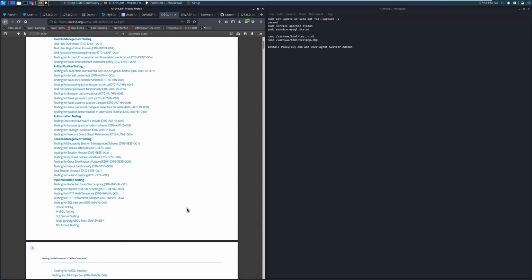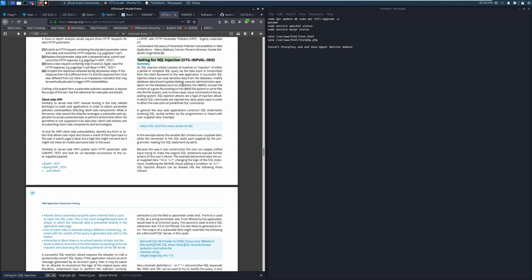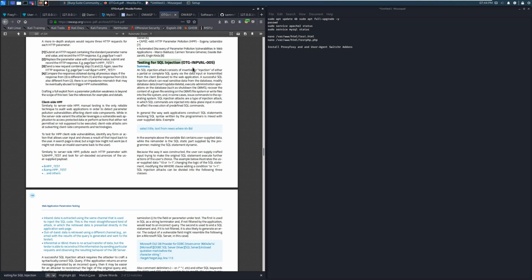We will demonstrate how to use this document on input validation testing, because we will spend our first hands-on with SQL injection, so we can just check it out, testing for SQL injection. Okay, so if you are interested in how to test for SQL injection, this is what you should read.